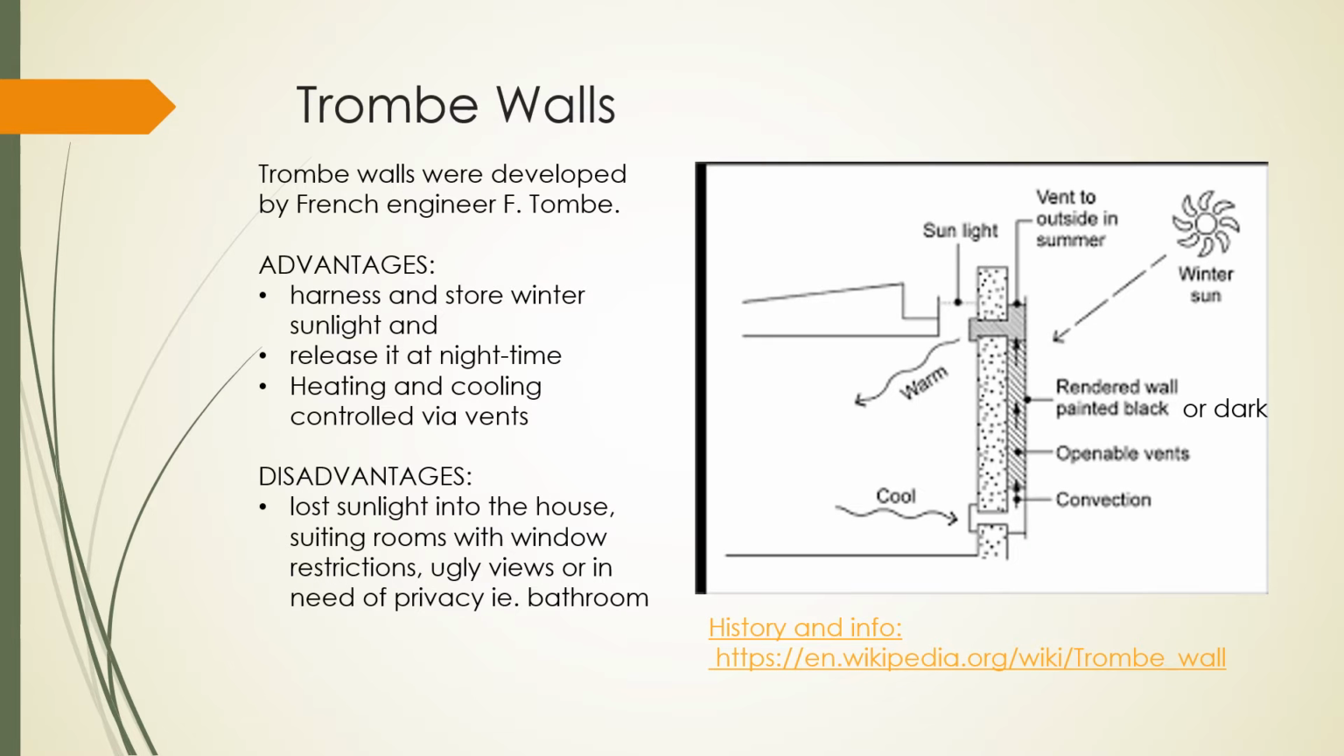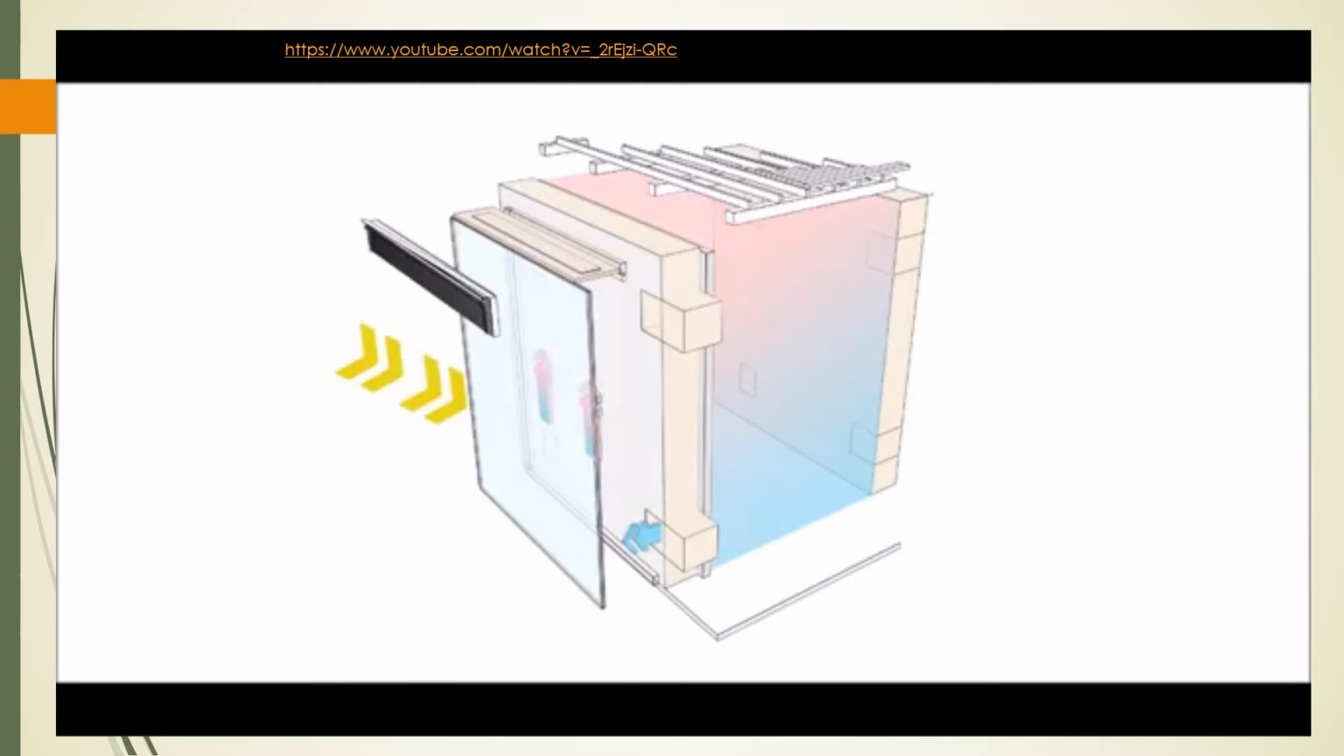Trombe walls work to store energy in the thermal mass. They're pretty amazing. You might like to check them out. Cold air inside living spaces is replaced by warm air from the air gap that is exposed to direct sun rays on the south facade during daytime.